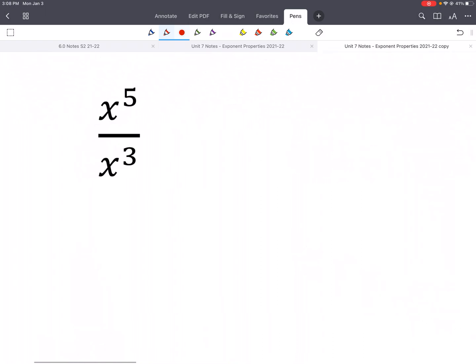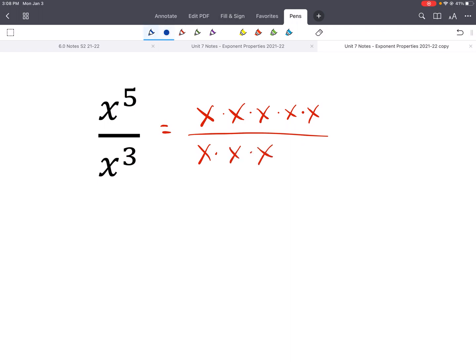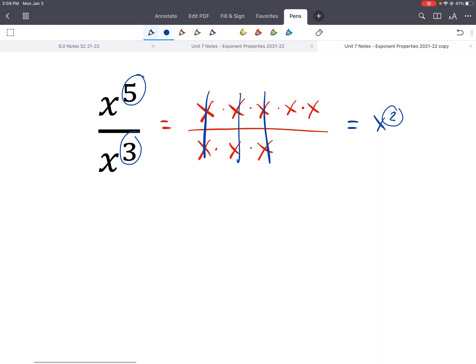So if we look at this example, one way we can figure out what this is, we could expand. This would be the same as x times x times x, 5 times for the numerator, and the bottom would be x times x times x. If we have x over x, those will just cancel, and we end up getting x times x, or x squared. Okay, so is there a relationship? How do 5 and 3 give us 2? So think about that for a second.